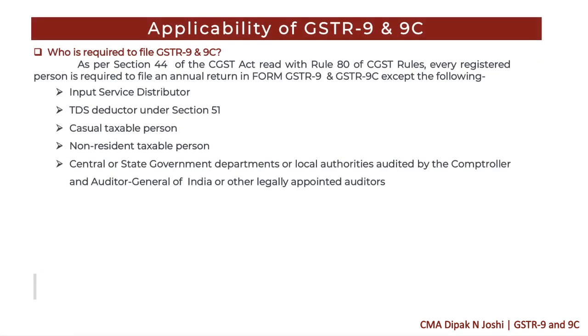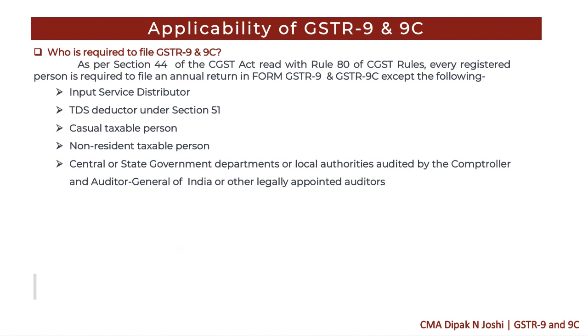According to section 44 of the CGST Act, read with rule 80 of the CGST Rules, every registered person is required to file an annual return in form GSTR 9 and a reconciliation statement in GSTR 9C, except the following. In case of this list, GSTR 9 and 9C both are not applicable. First is input service distributor, second is TDS deductor under section 51, casual taxable person, non-resident taxable person, and central or state government department or local authority who are subject to audit by CAG. So in this case, filing of GSTR 9 and 9C is not applicable.